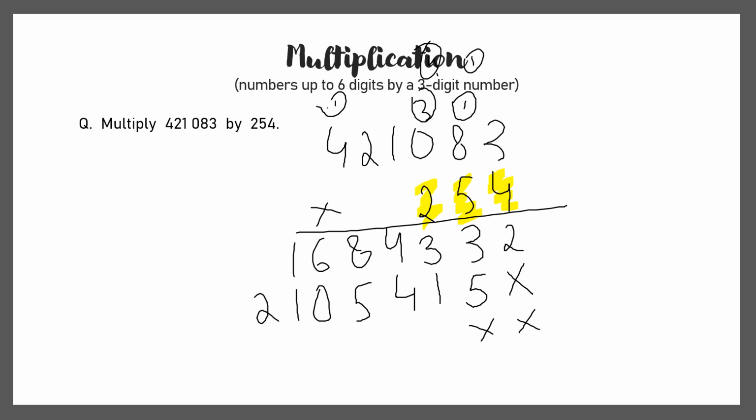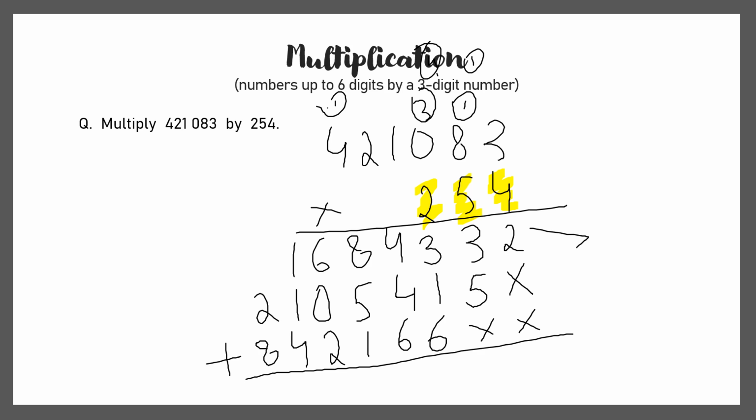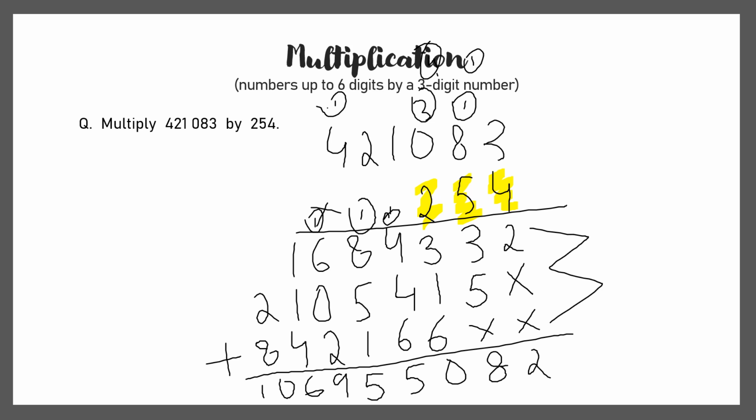3 2s are 6, 8 2s are 16, 2 1s are 2, 2 2s are 4 and 4 2s are 8. And our final step is to add these 3 lines. 2, 8, 10, 15, again 15, then 9, 6 and 10. So this is the final answer, which is called product.